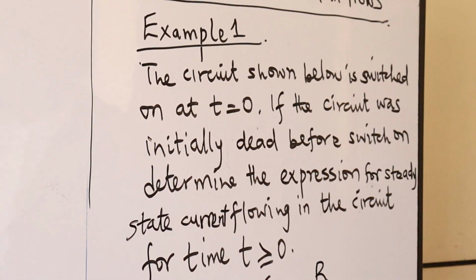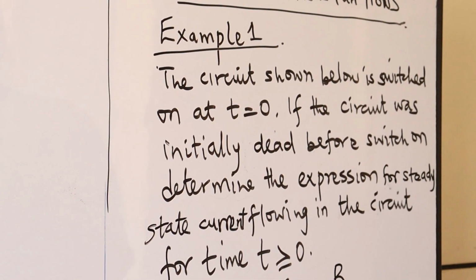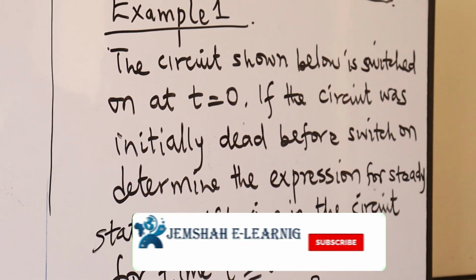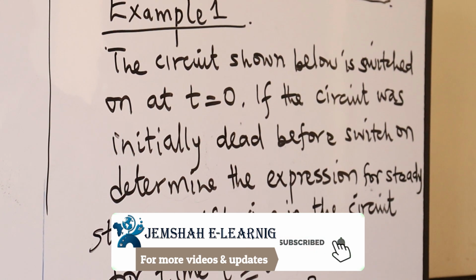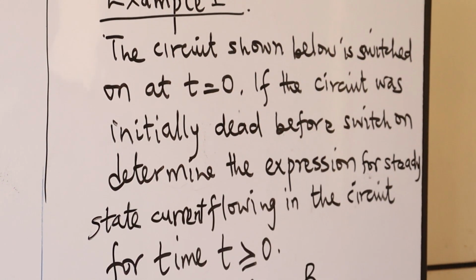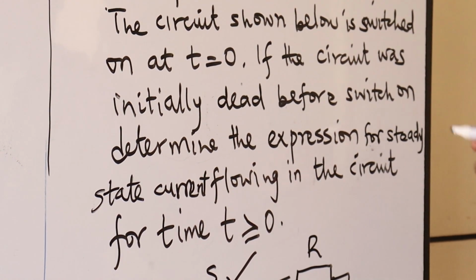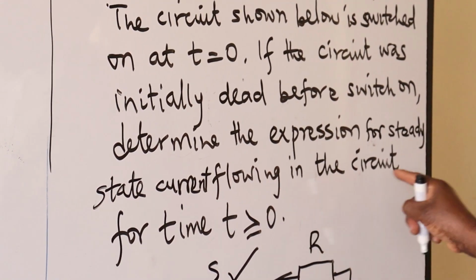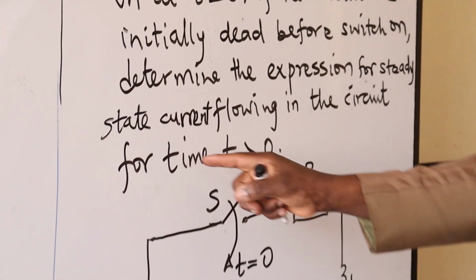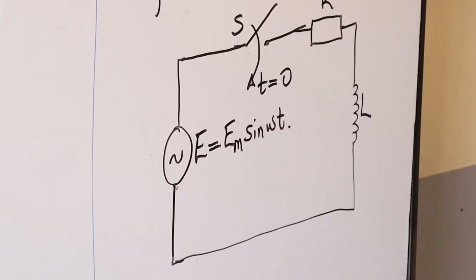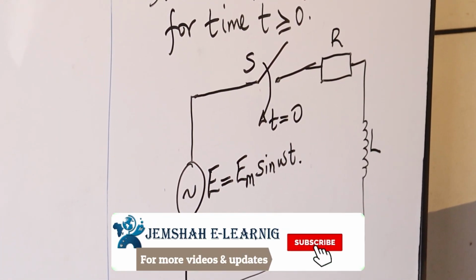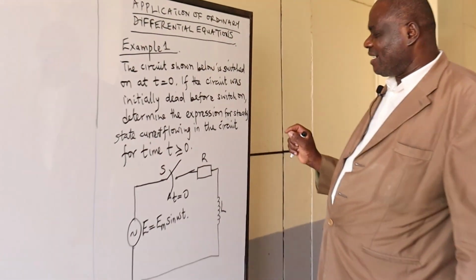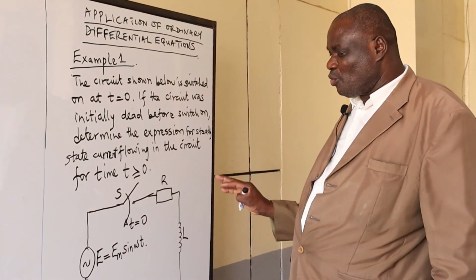So in our example 1, we say the circuit shown below is switched on at t equal to 0. If the circuit was initially dead before switch on, meaning there was no current flowing in that particular circuit at time t equal to 0, determine the expression for steady state current flowing in the circuit for time t greater or equal to 0, after the switch has been put on.